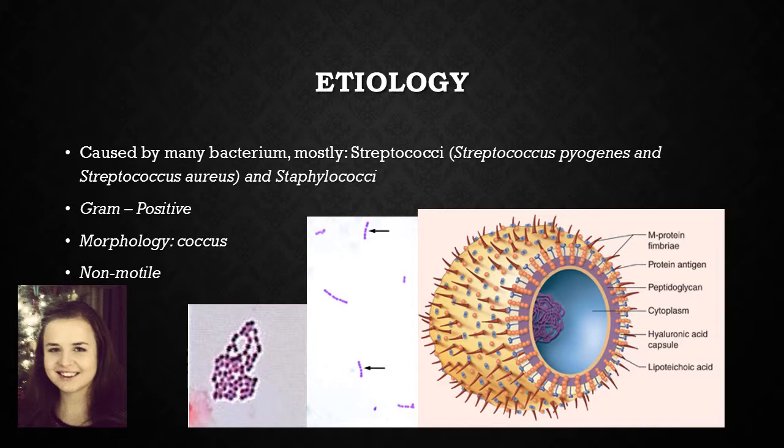I've added a couple of gram stains to this. You can see the one on the right that looks like chains is Streptococci, and the one on the left that's kind of bunched together is Staphylococci. This cell is gram positive, and its morphology is coccus. As you can see in the cell that I've provided here, it has a thick peptidoglycan cell wall, and it's shaped as a sphere. It's also non-motile.